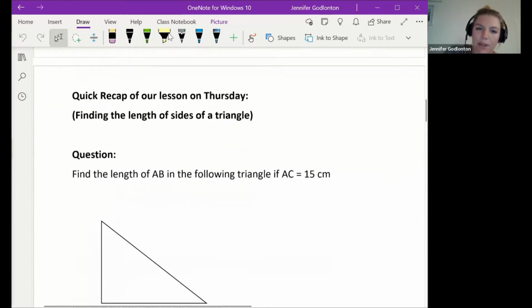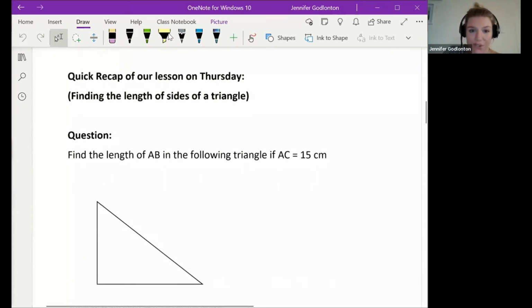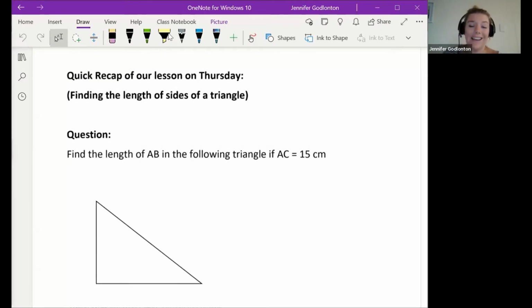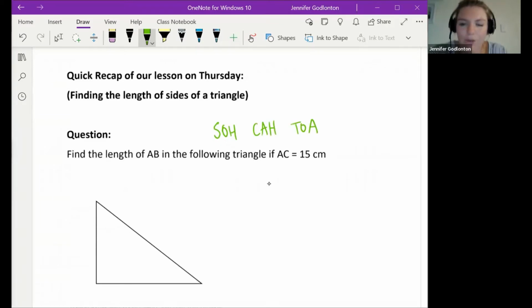So we are going to do a quick recap of what we did on Thursday. On Thursday, we focused on finding the lengths of sides of a triangle using trigonometry. Before I jump into anything, whenever we're doing trig, we need to write up our little trig ratios. What is the thing that we use to remember our different trig ratios and what they're equal to? You're welcome to unmute and let me know. Ma'am, we use SOH CAH TOA. SOH CAH TOA, yes, good. Well done.